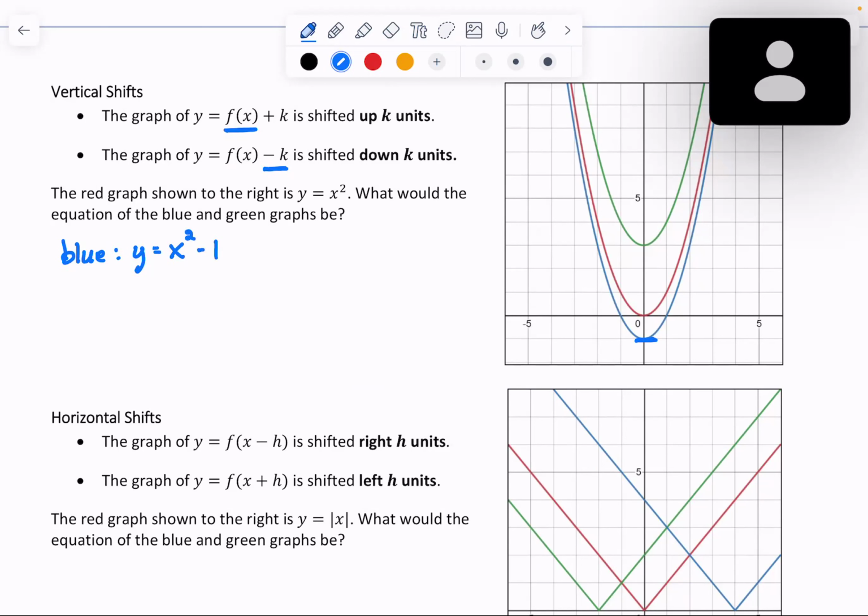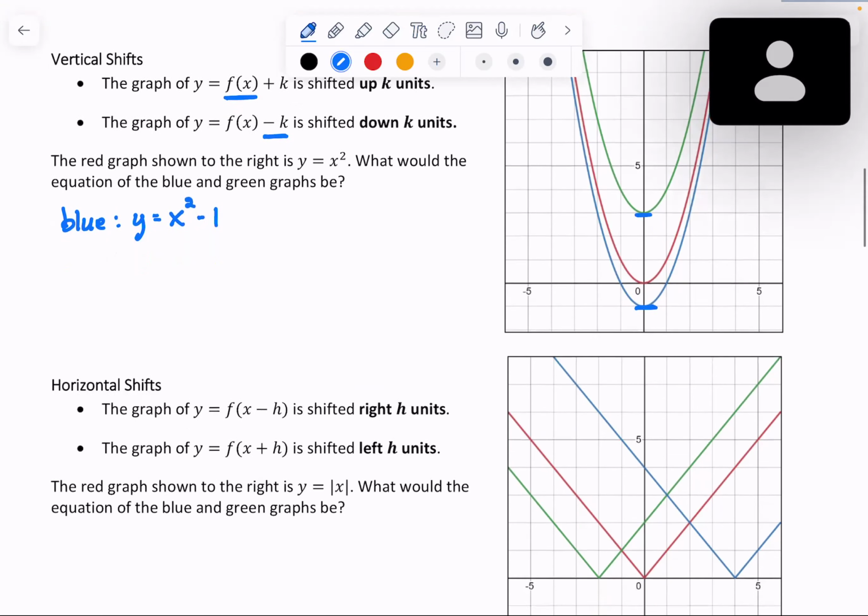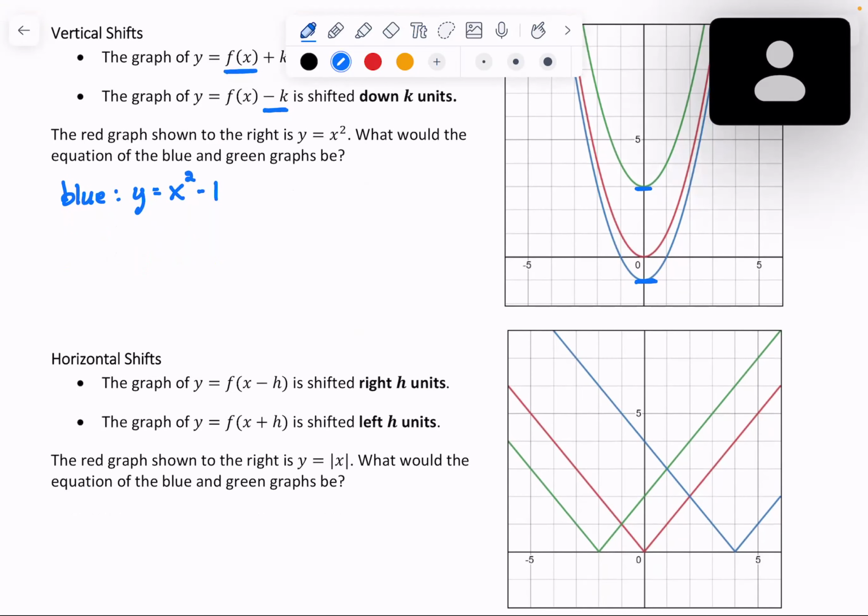Can someone tell me what happened for the green one? The green one got shifted up how many units? Up 3 units, right? So whenever I write what the green function is, again, we start off with the x squared part. But in this case, it went up 3 units, so it's x squared plus 3.